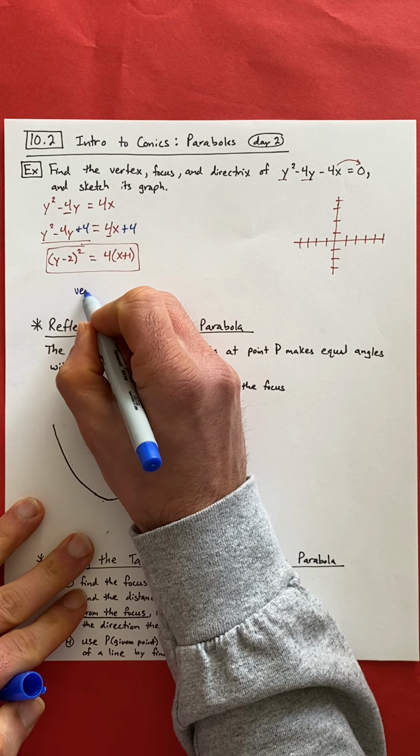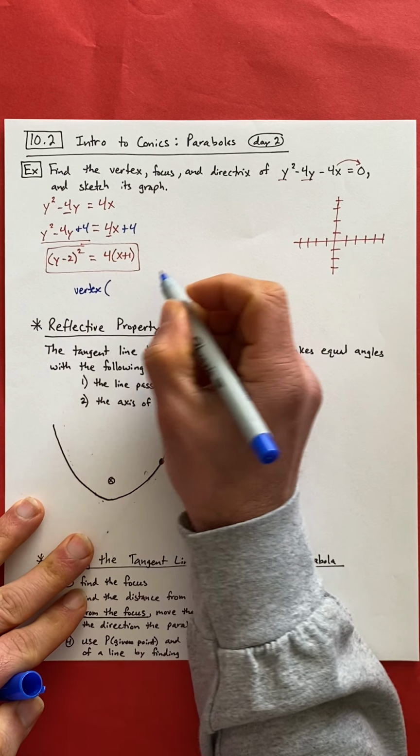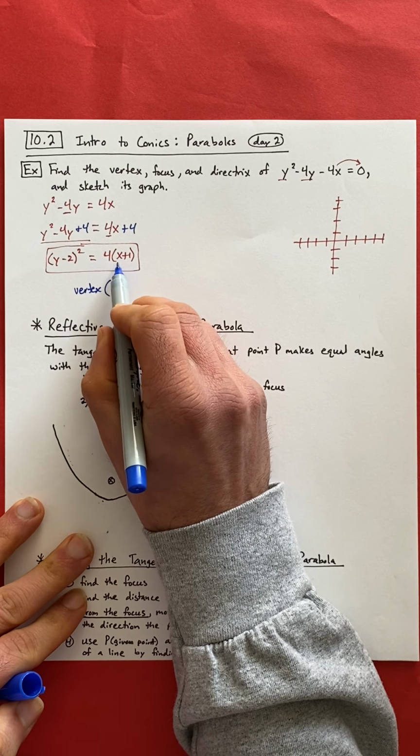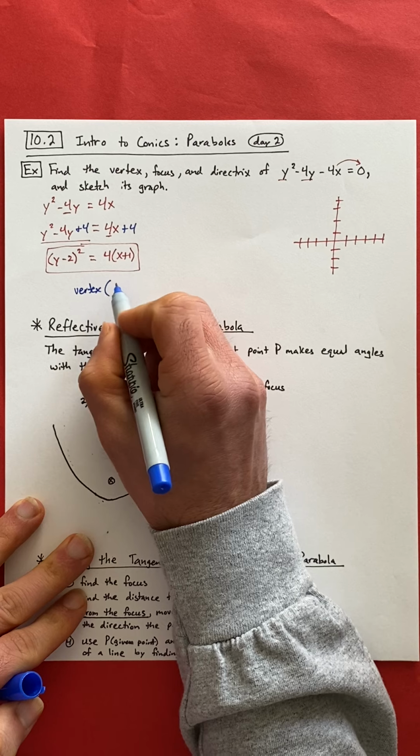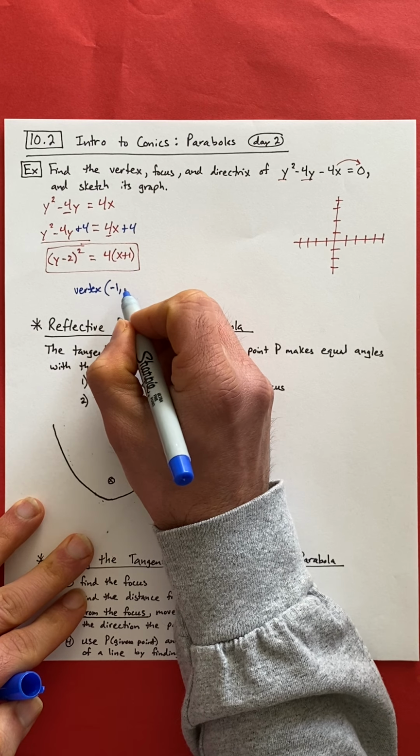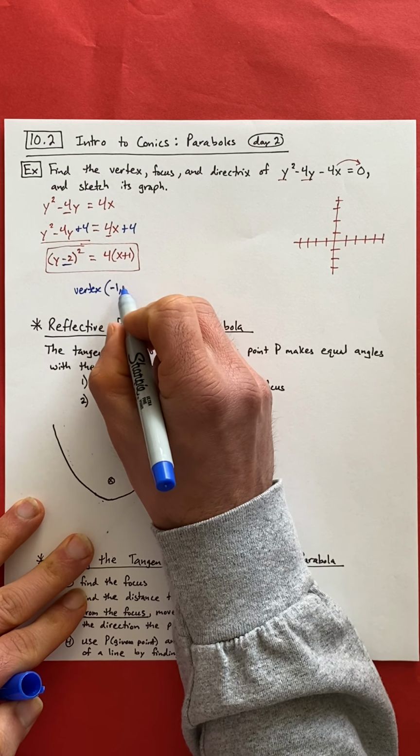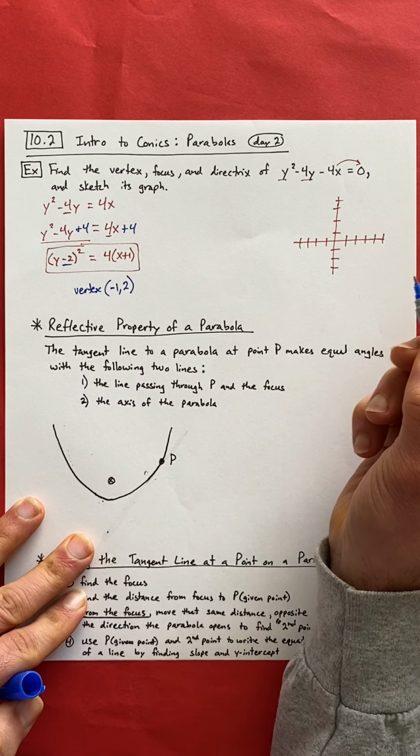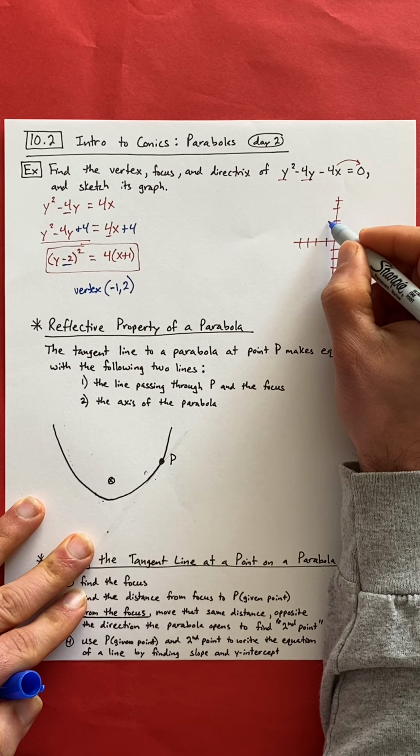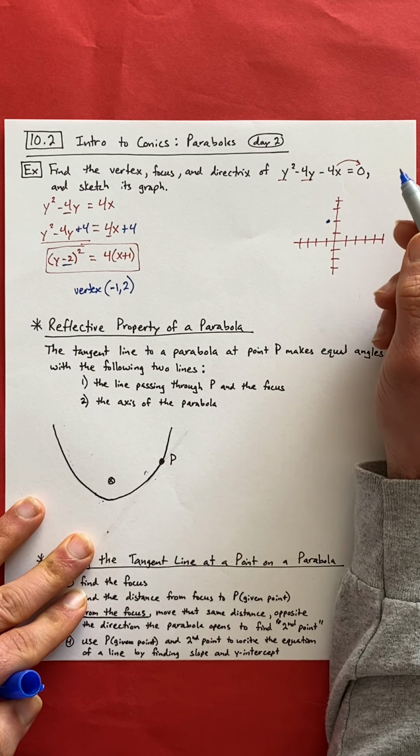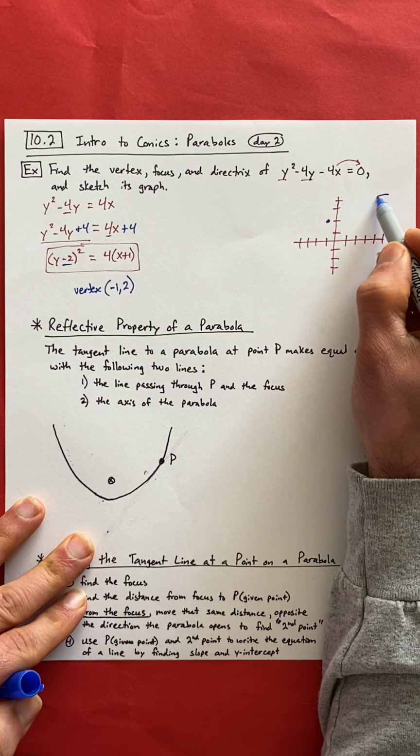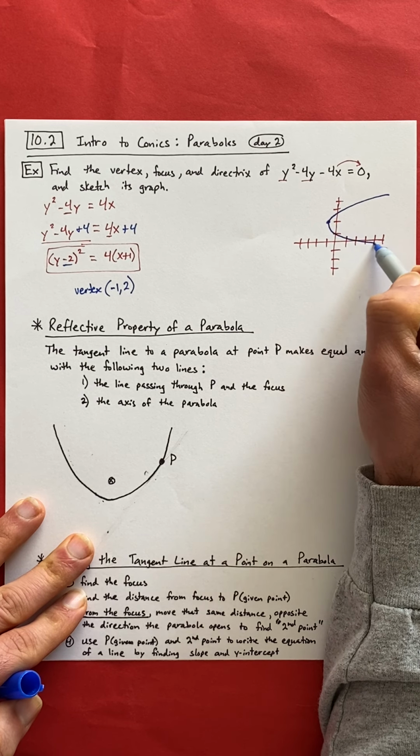So the vertex point, if I set my parentheses equal to 0 and solve, there's where the x variable is. So set that one equal to 0 and solve first, you get negative 1. Set this one equal to 0 and solve, you get positive 2. There's my vertex point. It's at negative 1, positive 2. And like I said, for sketching purposes, I know it's opening to the right. That's all I really care about.